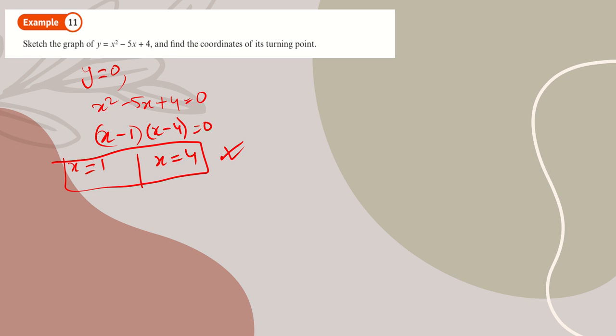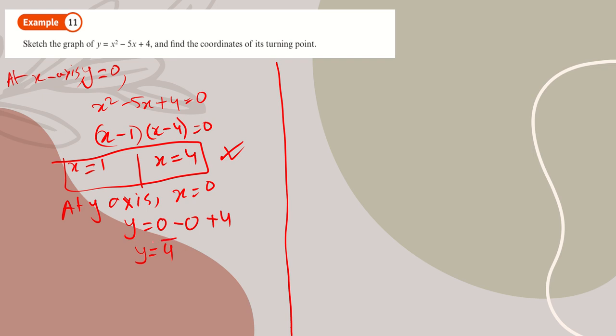Next, the step is to find the value of y when x equals 0. That means where the graph will cut the y-axis. So at the x-axis, y equals 0, and at the y-axis, x equals 0. We can put the value over here: y equals 0 square minus 0, because 5 into 0 is 0, then plus 4. So y equals 4. That means the point where it will cut the y-axis is 0, 4. So we got this coordinate as well.